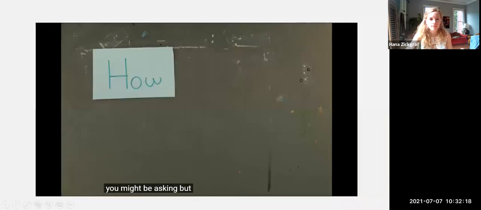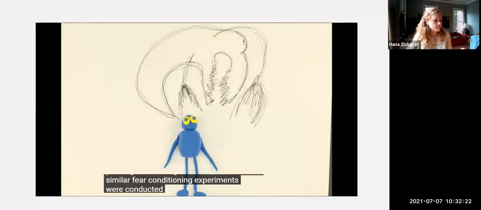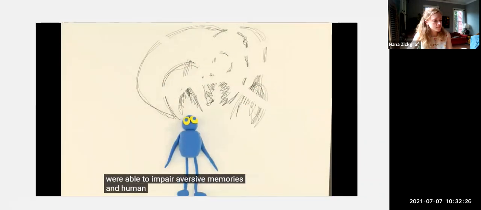You might be asking, but how about humans? Similar fear conditioning experiments were conducted with humans, and researchers were able to impair aversive memories in human subjects as well. So, human memories can be changed after initial acquisition too. Taken together, these experiments have shown that the old model of memory processing does not give us the whole picture.